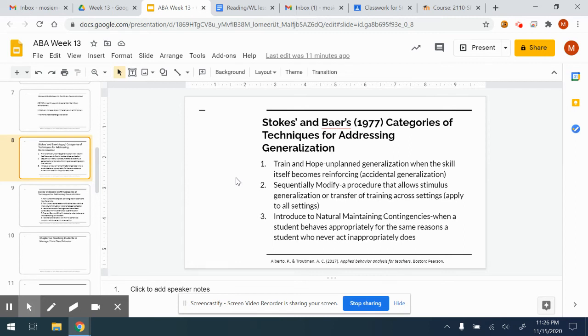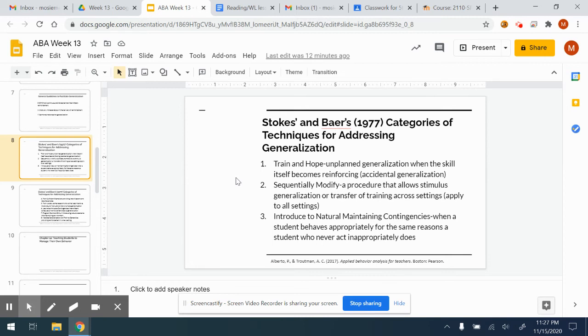Sequential modification: when we sequentially modify, it's a procedure that allows stimulus generalization or transfer of training across settings. So we want to make sure that we're applying it again to all settings, and a lot of these go along with the previous 7. This is just a little different model for addressing it.